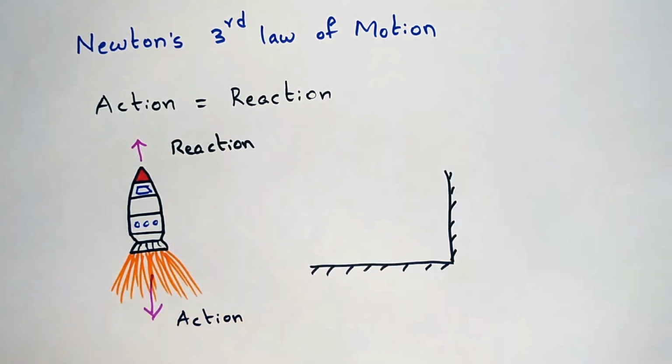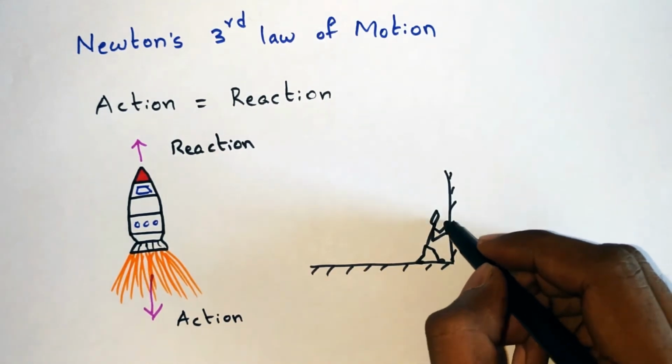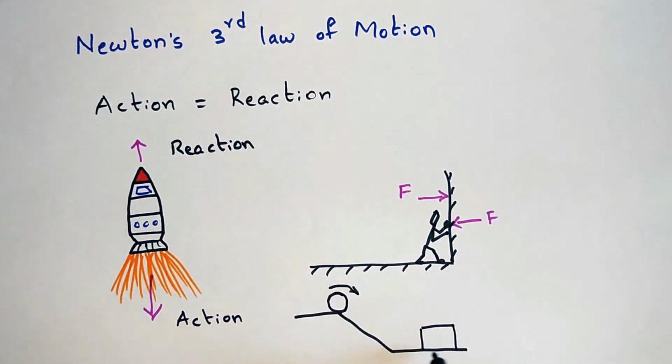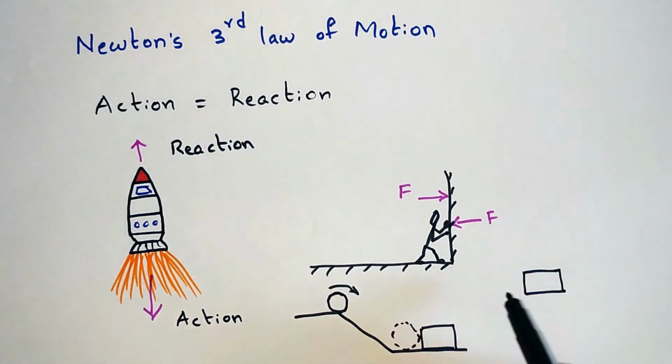Another example is when you apply some force against the wall, then an equal force will be applied on you by the wall. Or if you roll a ball from a height to hit the block, then at the impact, equal forces will be acted on the block and the ball.